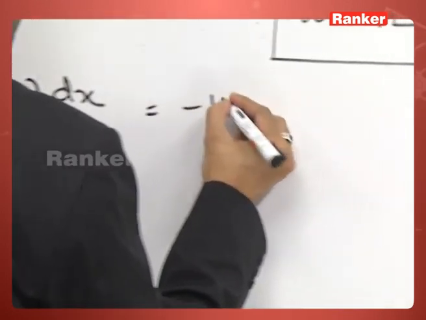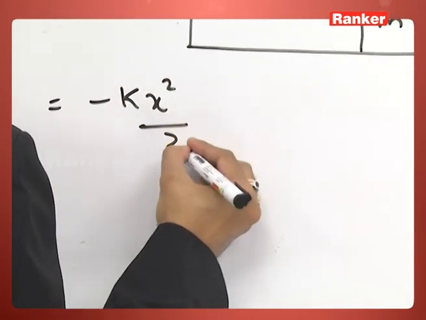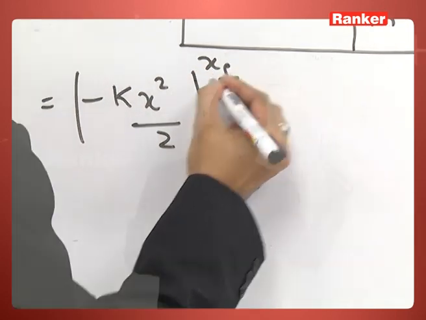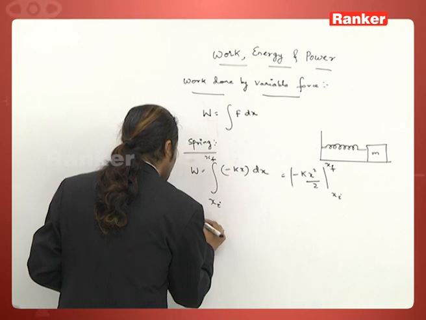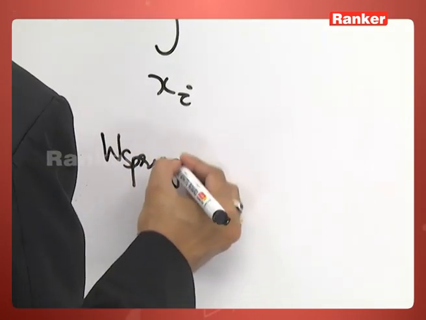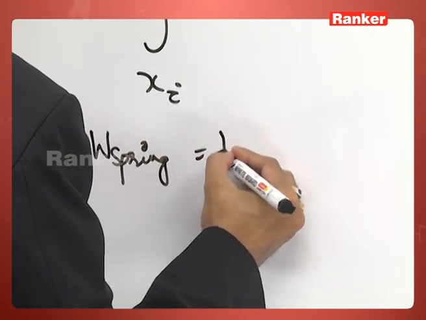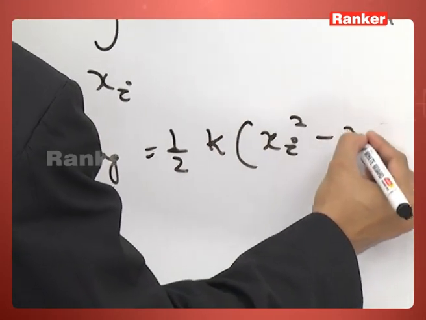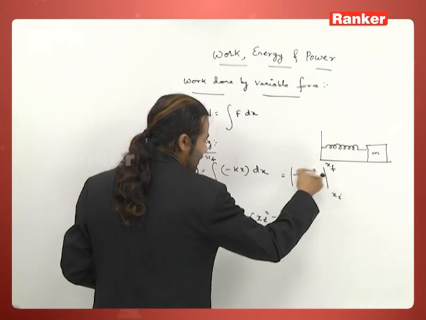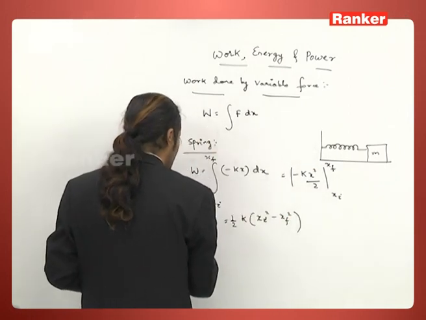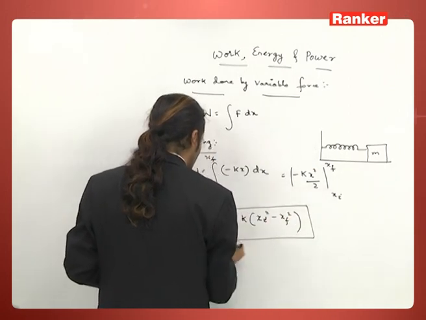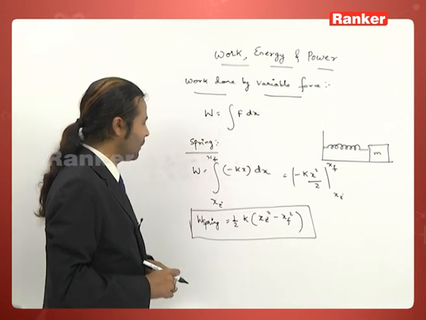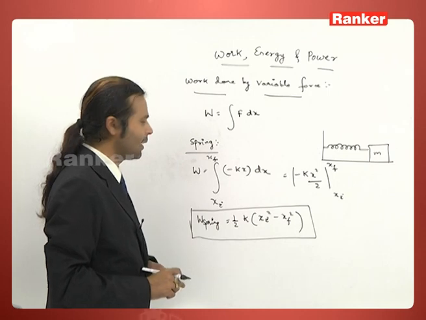So this is minus kx square by 2, from xi to xf. So I can write work done by spring is half k (xi square minus xf square). I take the negative sign and do the manipulations. So this we have to remember always. Work done by spring is half k (xi square minus xf square).